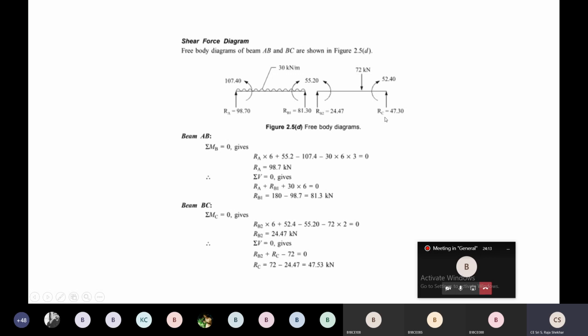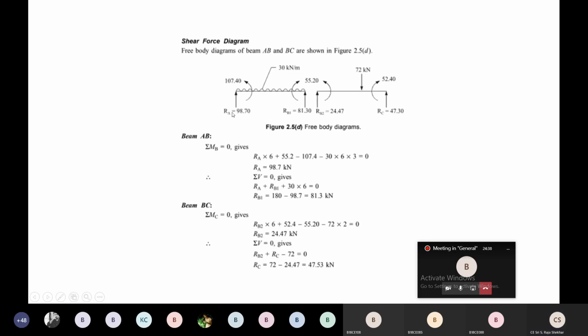For the calculation of RA, first I am considering the span AB. I am taking moments about B and equating to 0. This is the free body diagram I have drawn, and all forces are involved in this. So I am taking moment about B is equal to 0.